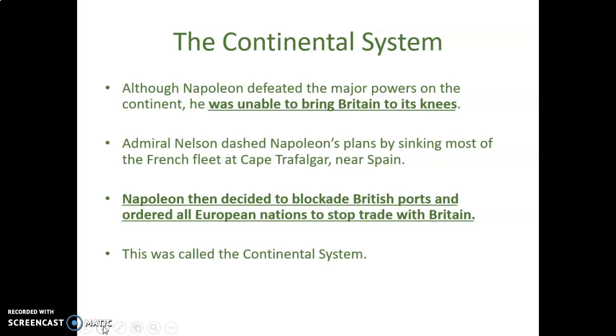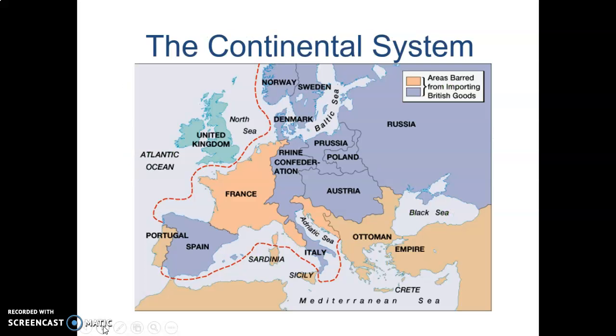Napoleon then decided to blockade British ports. He orders all trade with Britain to stop, and this is called the Continental System. It's going to backfire on him, though. We'll pick up with the end of the French Revolution in part 2. Here is your Continental System.